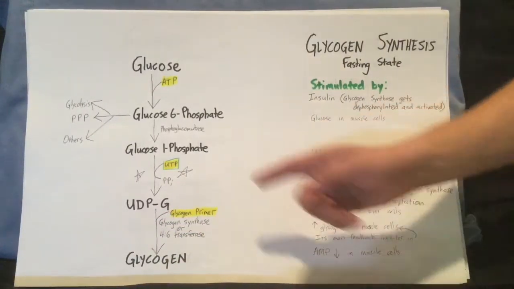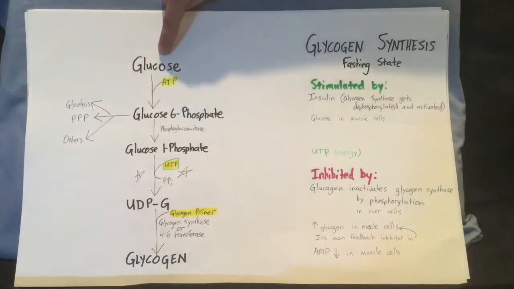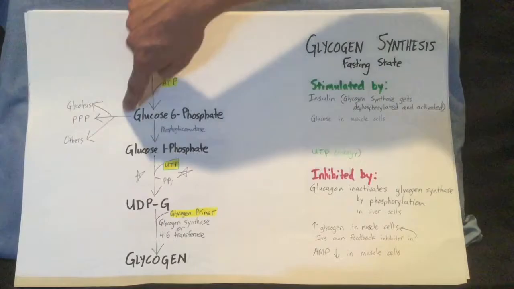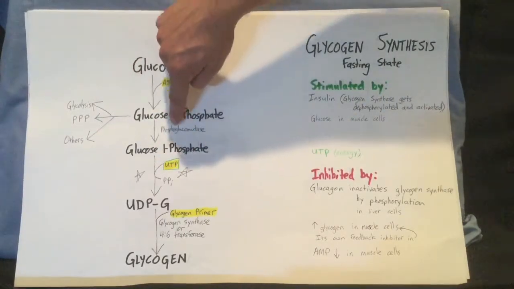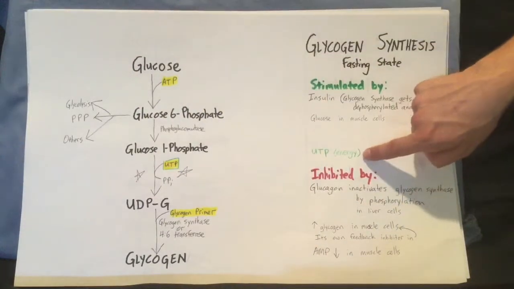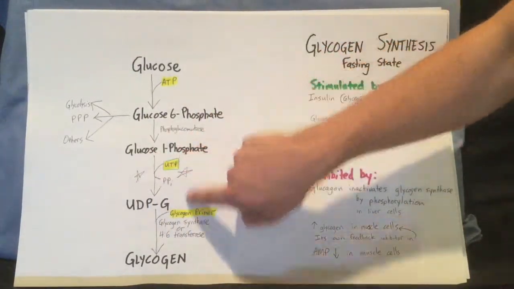And also it is stimulated by excess glucose in the muscle cells, because as we saw, if we have enough glucose, we don't need to do glycolysis. We don't need it in the pentose phosphate pathway. It's going to build up, and therefore we're going to want to store it. So we're going to send it through and make glycogen. So excess glucose is another thing that stimulates this process. We need UTP to help this part along and to keep this going.